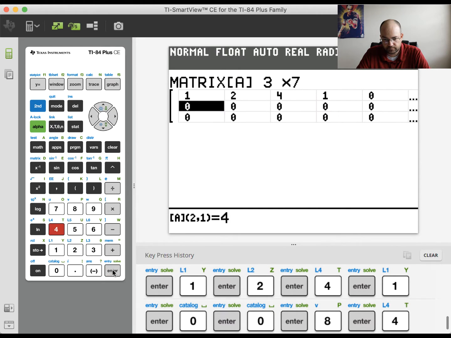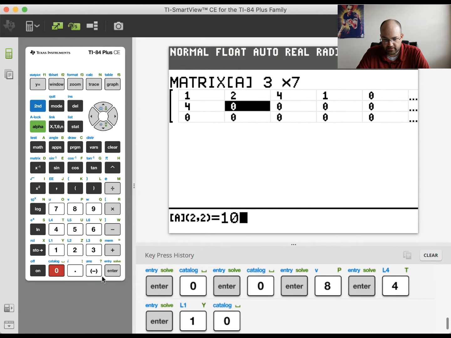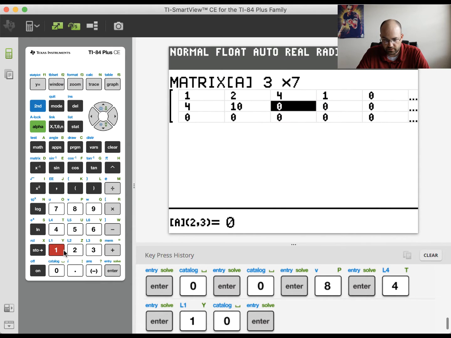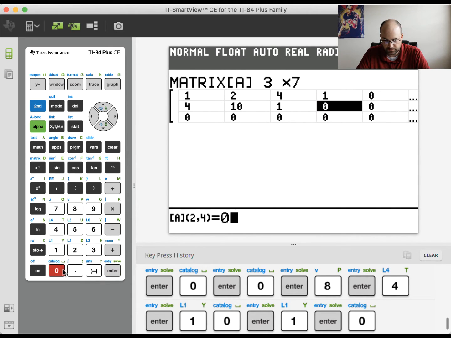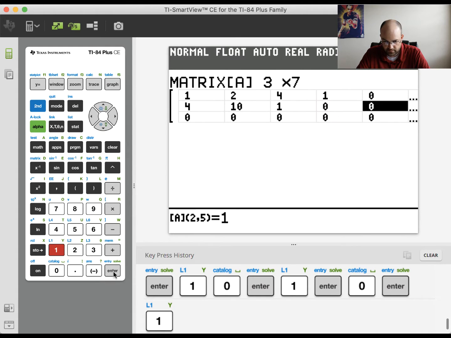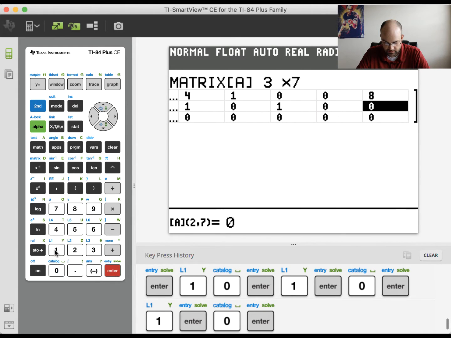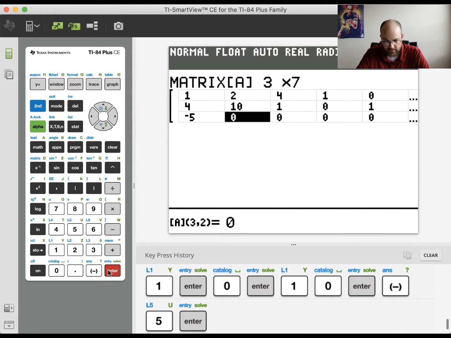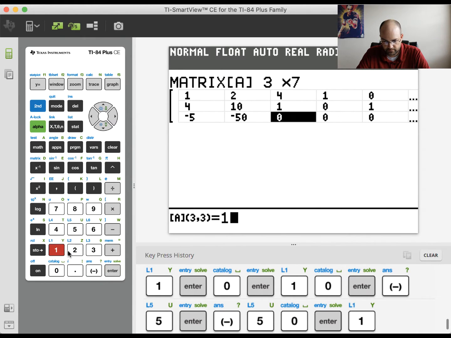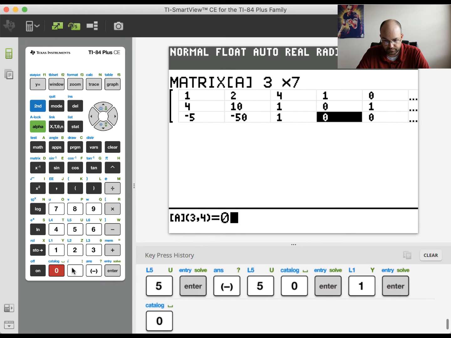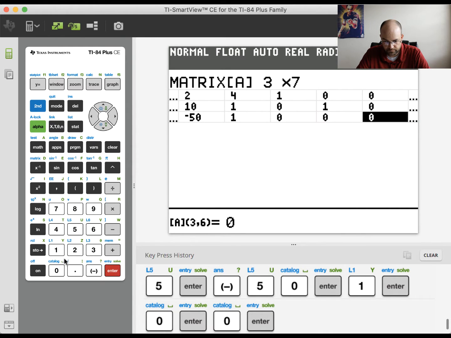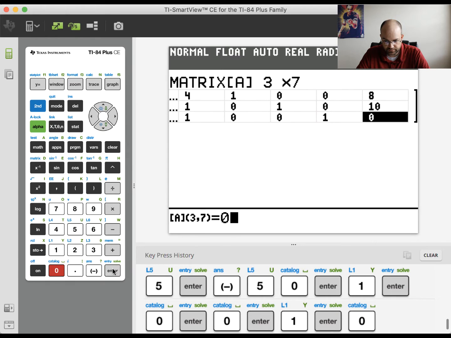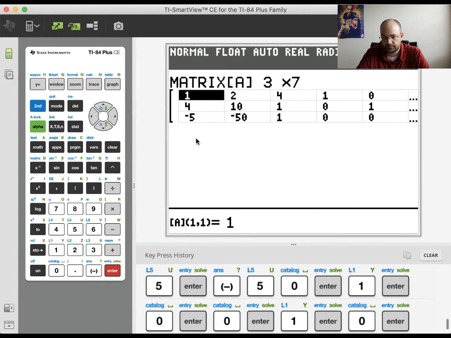4, 10, 1, 0, 1, 0, 10. Negative 5, negative 50, 1, 0, 0, 1, 0. Good.